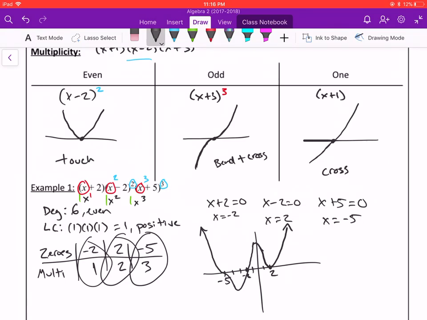So we checked off a couple things. It's even, so it goes in the same direction on both ends. It's positive, so we start positive. Multiplicity of negative 5 is 3, so it bends and crosses. Multiplicity of 1 is just crossing. And the multiplicity of 2, being even, is just touching. And now we have a good sketch of our graph.